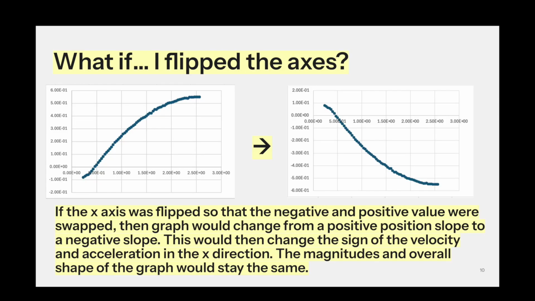So what if I flip the axes? If the x-axis was flipped so that the negative and positive values were swapped, then the graph would change from a positive position slope to a negative slope. This would change the sign of the velocity and acceleration in the x direction. The magnitudes and overall shape of the graph would stay the same, though. The only thing that would change is positive to negative slope.